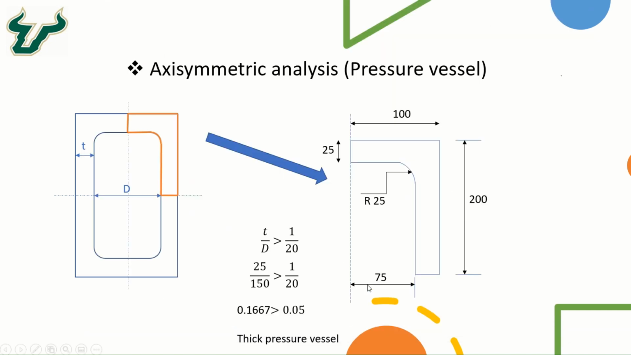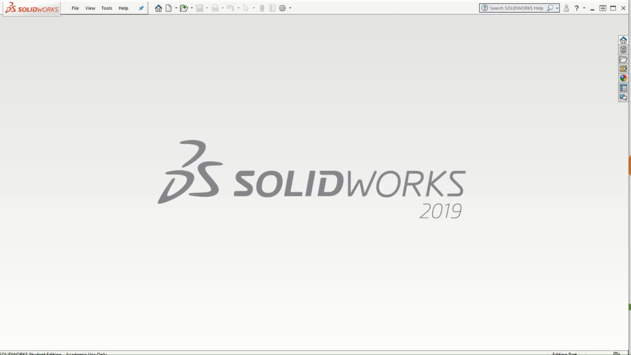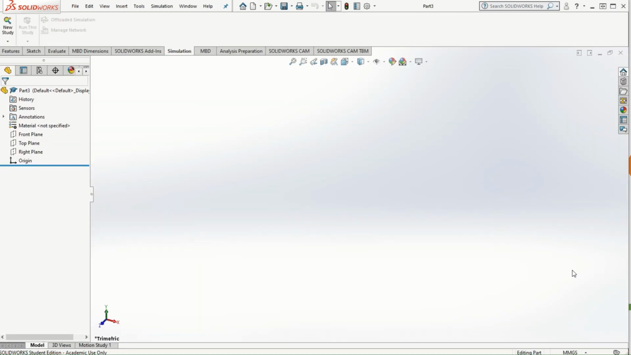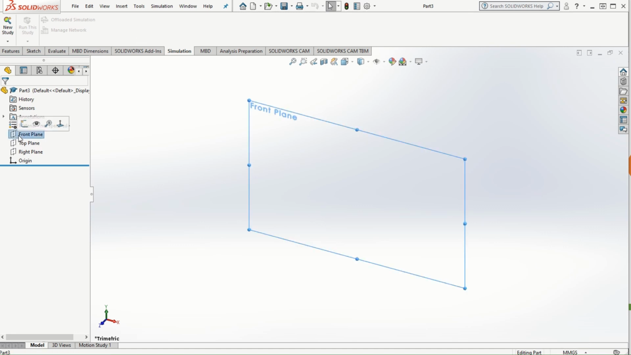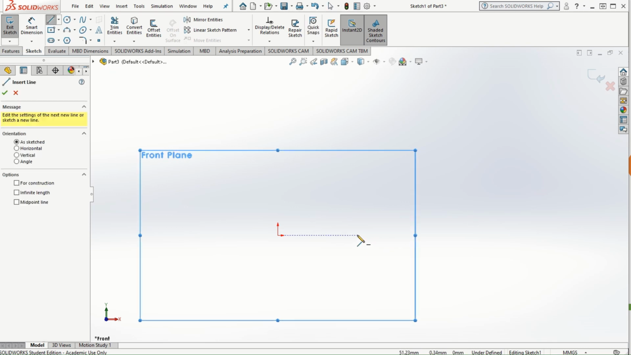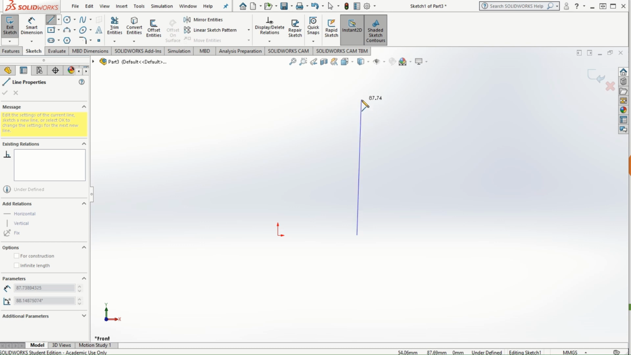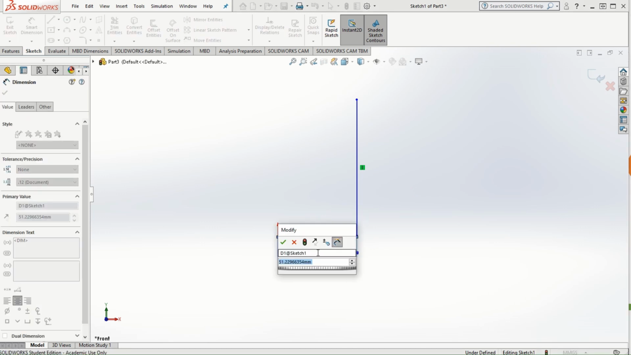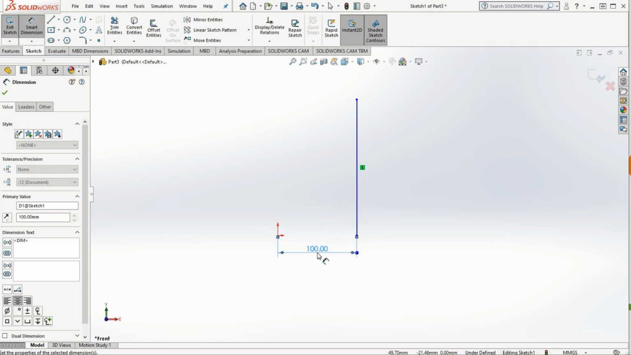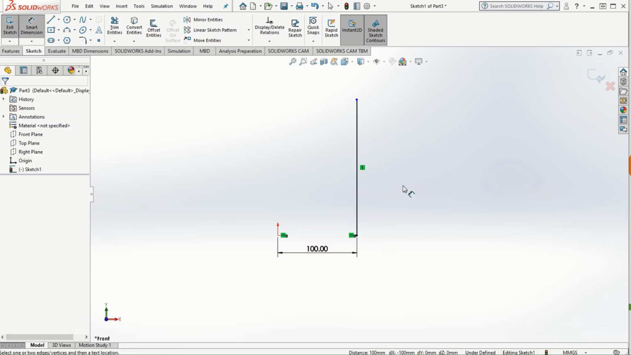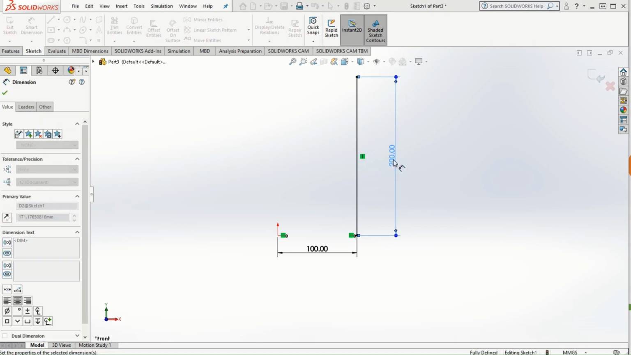All right, so let's go ahead and start with SOLIDWORKS, and let's create a new part. Let's keep the units as millimeters, and let us create a quarter of that cross section. I'm going to create that in the positive XY axis. First I'm going to create this vertical line here and make that 100 millimeters. Also, I'm going to keep them horizontal along the same line, and the overall height is 200 millimeters, the half of it.